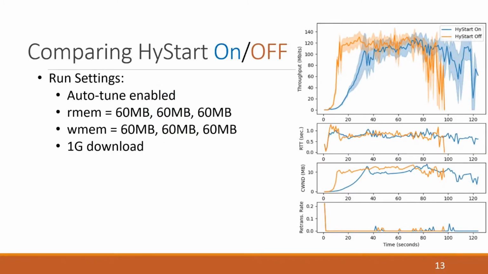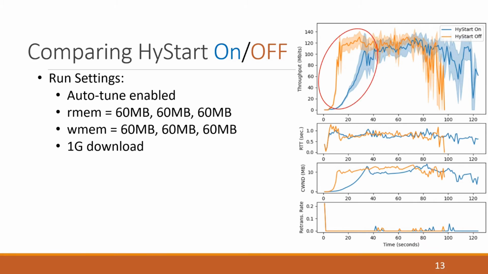So just an initial look at runs where HyStart is enabled or disabled. These are all runs with the default settings on Linux. So that means autotune is enabled, but we did increase the receiver memory and the sender memory up to 60 megabytes in order to get the full utilization of our link. These were also 1 gigabyte downloads, and they were run serially interlaced.